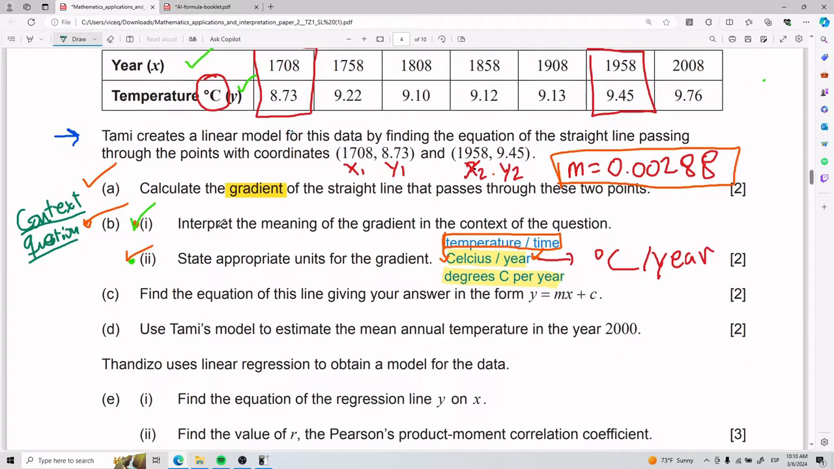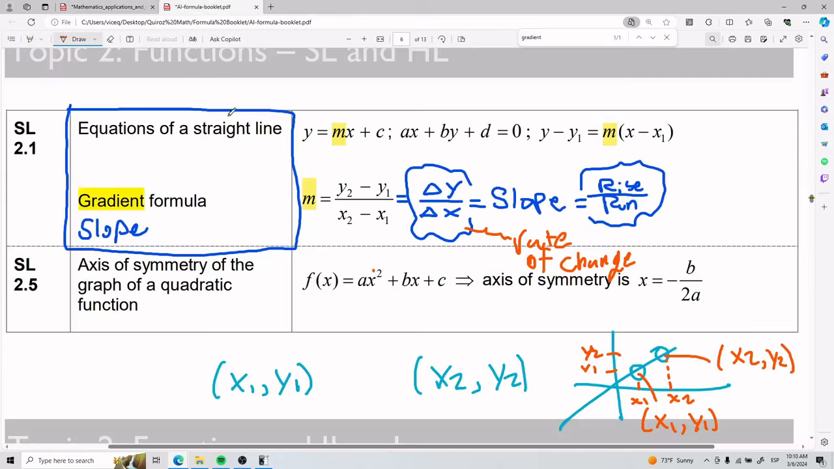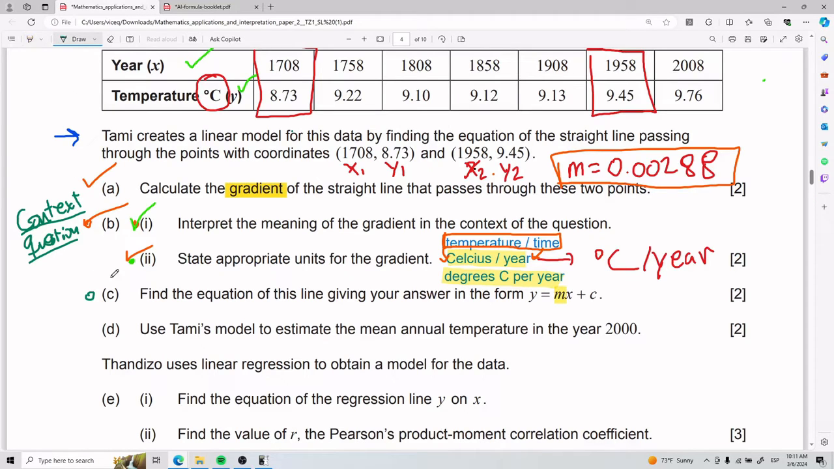Now, the IB being the IB, for part C, we need to find the equation of the line, giving your answer in the form y equals mx plus c. Notice how we need m. And what is m? m is the gradient. So in this case, part C needs something from part A.